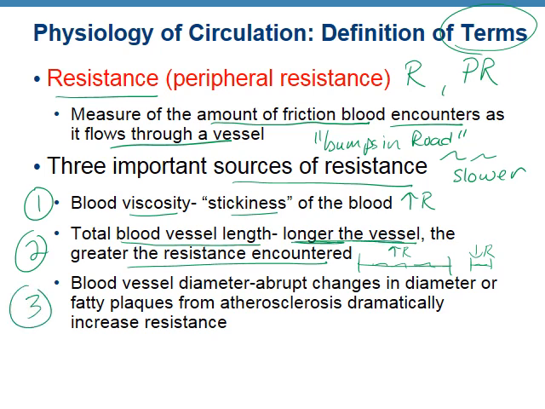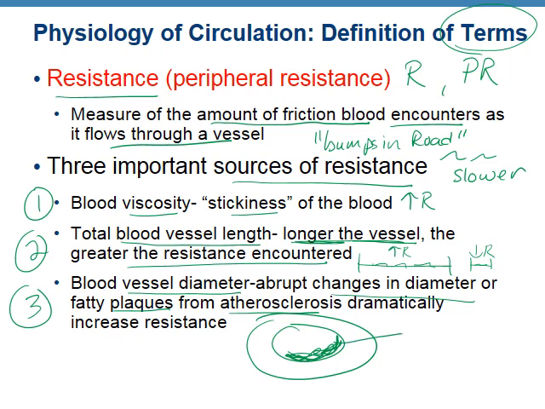And then third, blood vessel diameter. If we change the diameter, that's going to affect resistance. In this one, they're talking about fatty plaque buildup. What they're saying is if you have a blood vessel and all of a sudden I have a bunch of plaque right here, that plaque acts as a bump in the road. That plaque is resistance. It changes the amount of blood that can flow in the lumen.